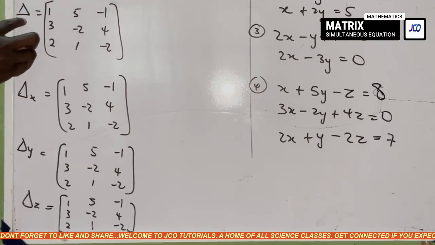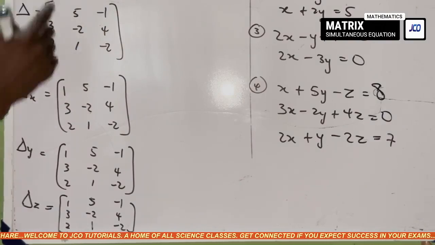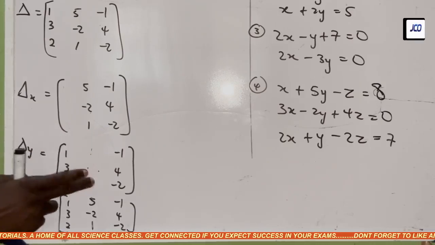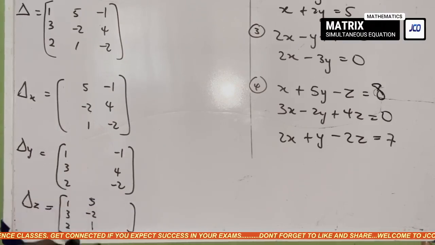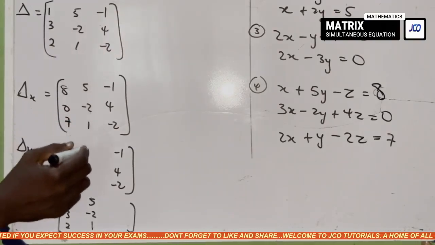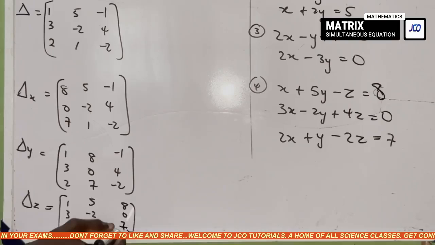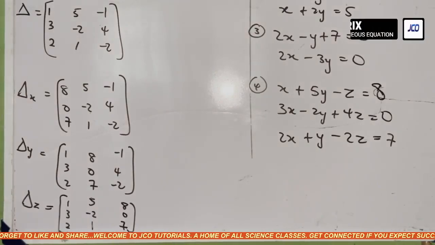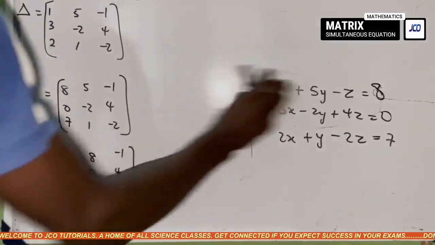Now, for the main determinant, you are going to solve this determinant. For the determinant of x, you clean off the first column. For the determinant of y, clean off the second column. For the determinant of z, clean off the third column. So that I can now put in my constants 8, 0, and 7. That's what replaces it. Now I'm going to clean off this because it's going to cover the whole section as I solve. So please follow along. I'm sure this question is in your notes.